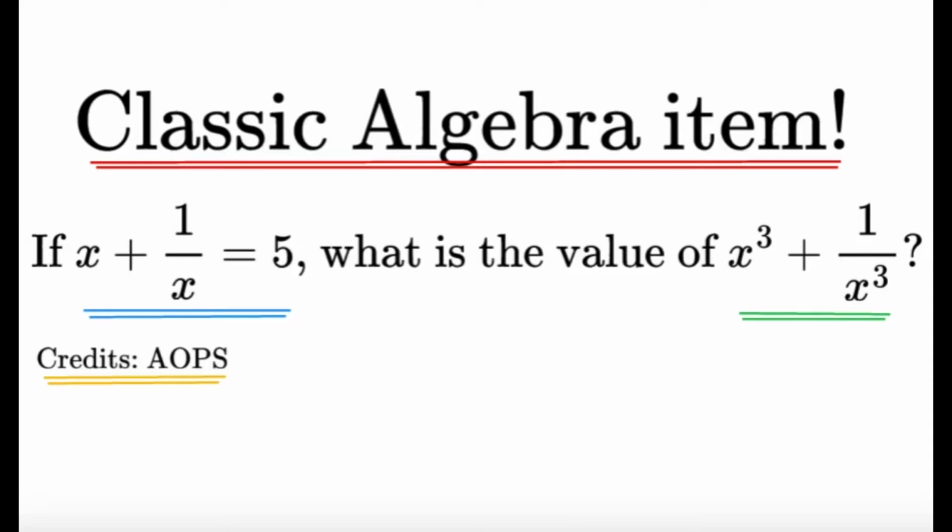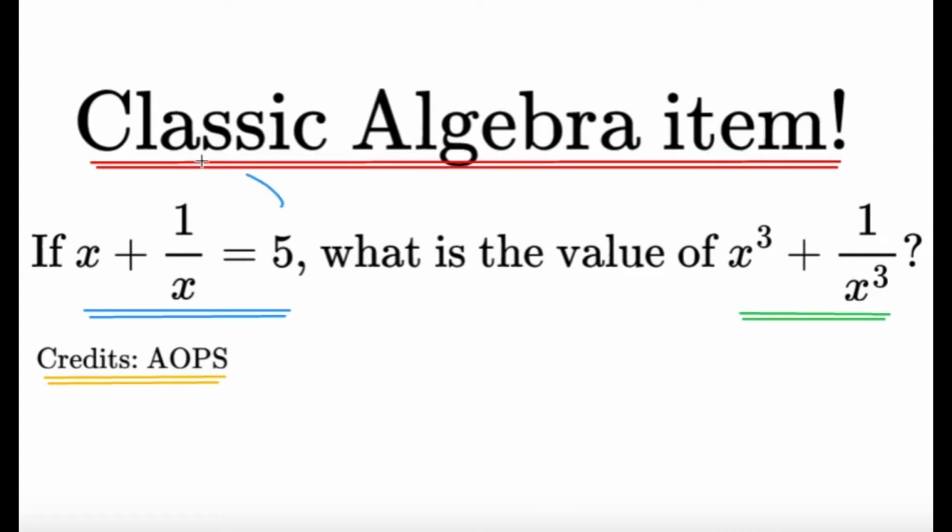Now, there's a lot of ways to solve this item. You can try to solve for x, but usually whenever we're given some expression like x plus 1 over x, and we're trying to get another expression like x cubed plus 1 over x cubed, we might be able to do this via manipulation, and indeed we can. So let's try to think about what we can do to manipulate.